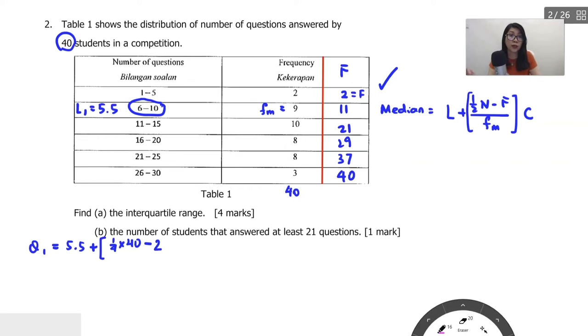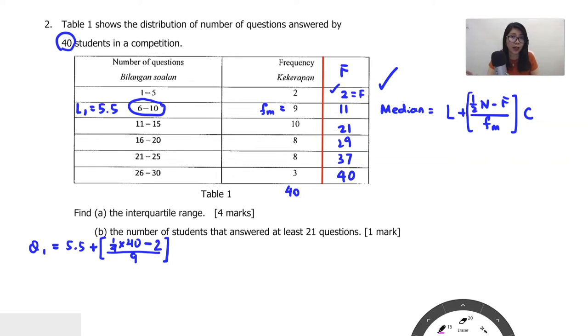That one just now I already labeled at the top, F. You see or not? F equals 2. Then after that, there's an over FM, so the whole thing over FM. What is the FM? FM is 9. So 9, times with the C.